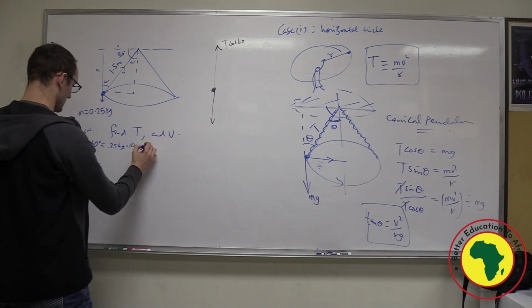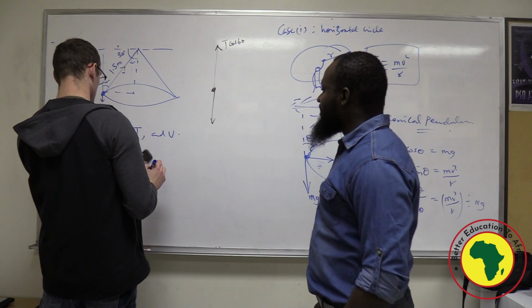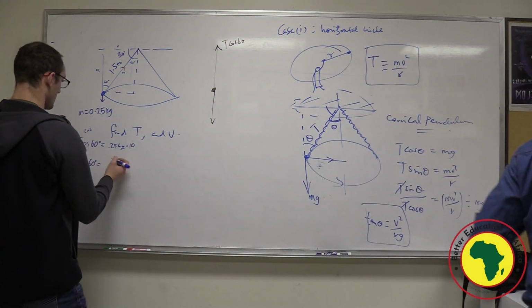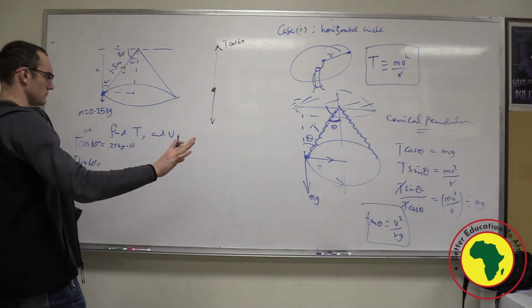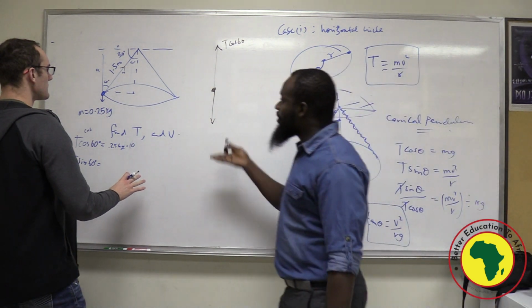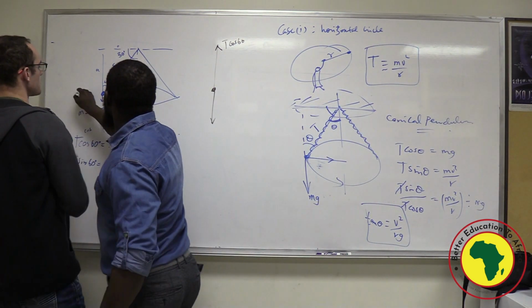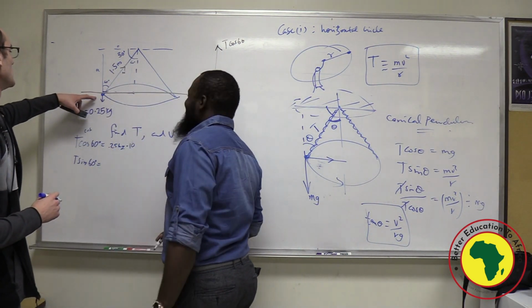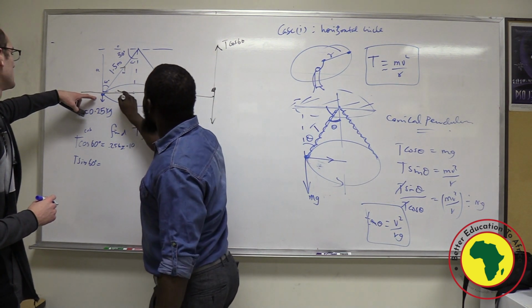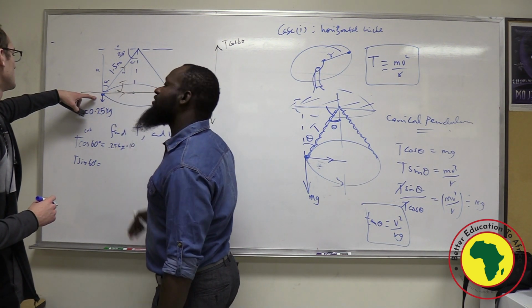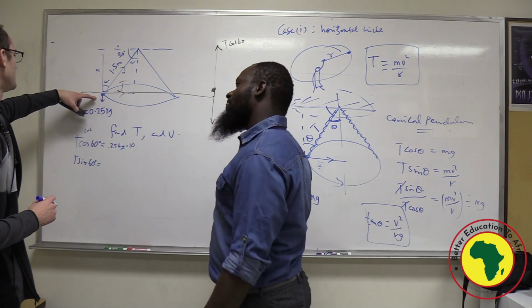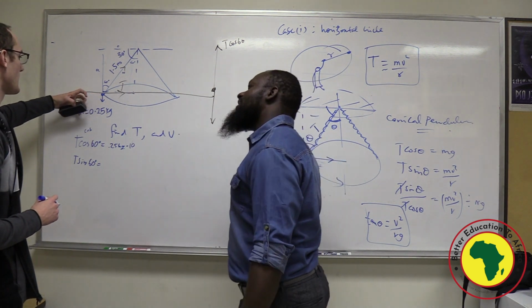Now T sine 60 will be what? The same, wouldn't it? No, you are looking at horizontal now. So what is acting horizontally? T sine 60 is going in this direction. So what will this cause? The centripetal force.